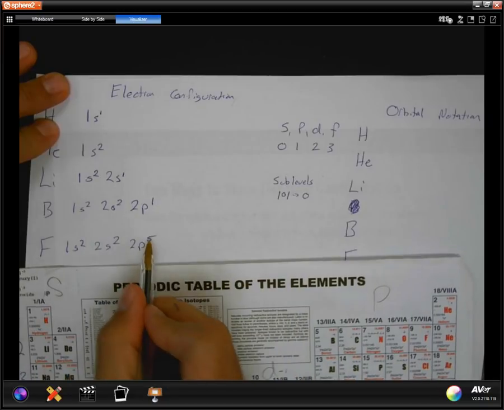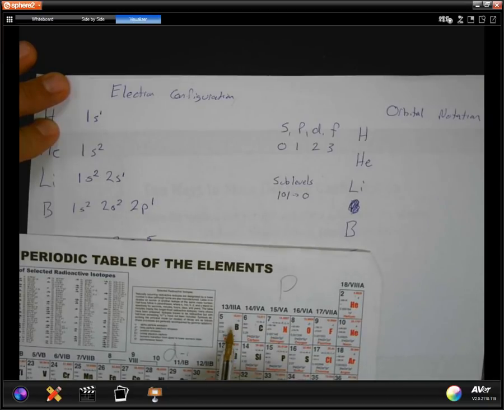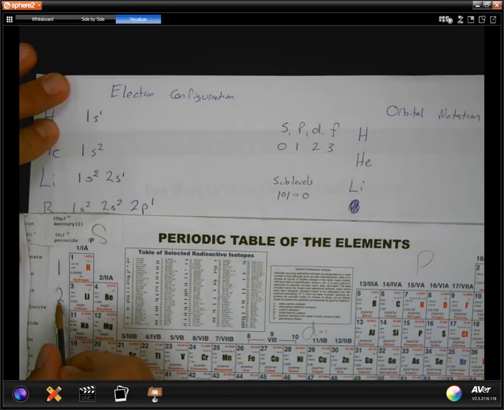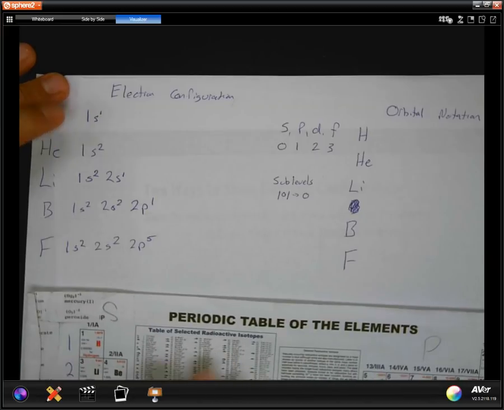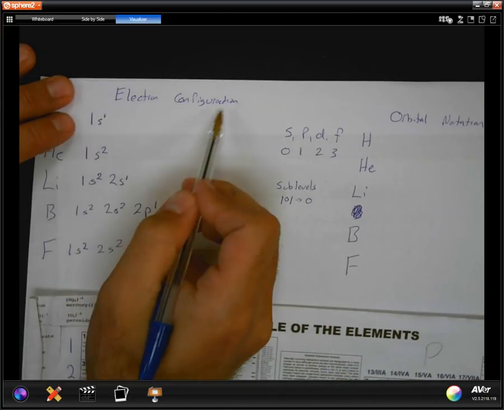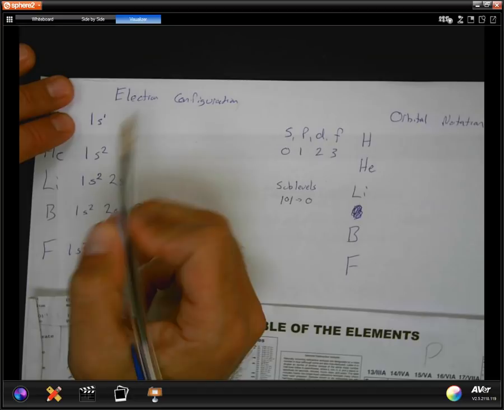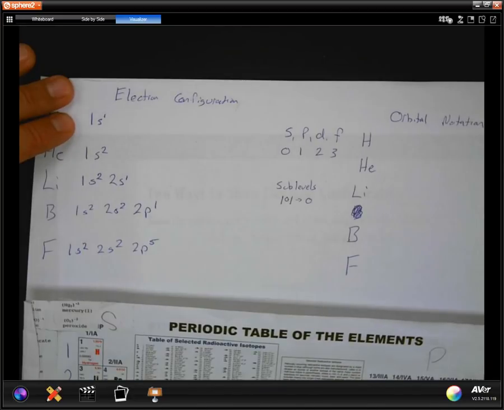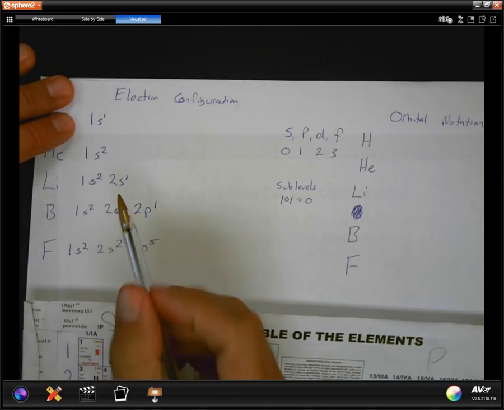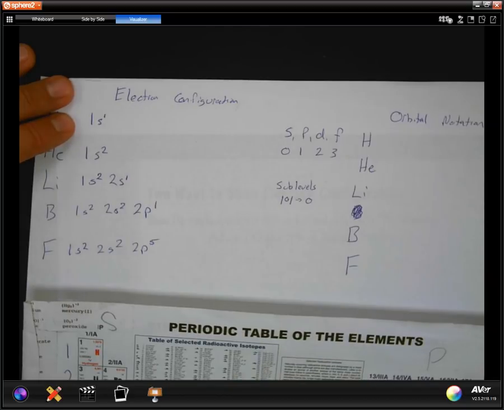Again, where did that 5 come from? Because there are 5 blocks, 1, 2, 3, 4, 5, which represents 5 electrons in the p block in the second energy level. So that is how you write the electron configuration. And in a moment, I'll show you a few more that involve the D and F orbital. But right now, to get you started, this is how you write the electron configuration.